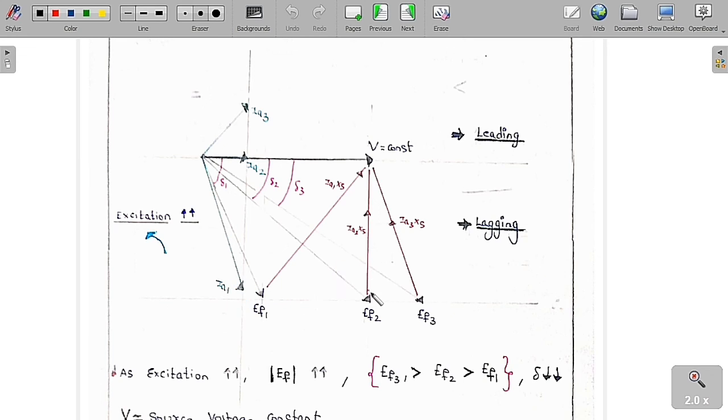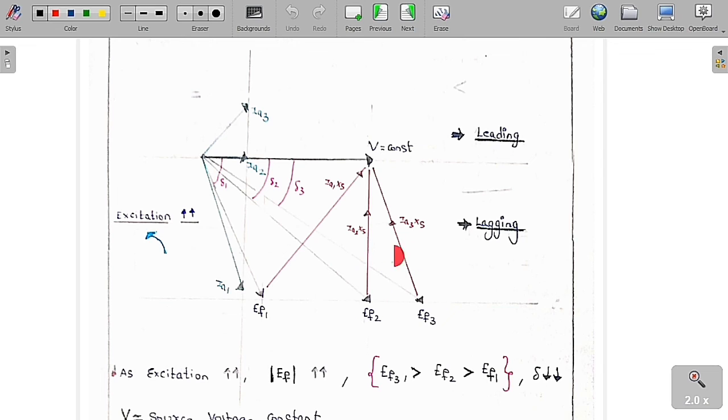Now again I increase the excitation. Then again what is going to happen? Whenever I increase the excitation, let me assume a second case of EF2. Then this is the IA2 current that is going to occur. If I do j into IA2 into XS, you are going to get it in this manner. If we add these two vectors, we are going to get the supply voltage V.